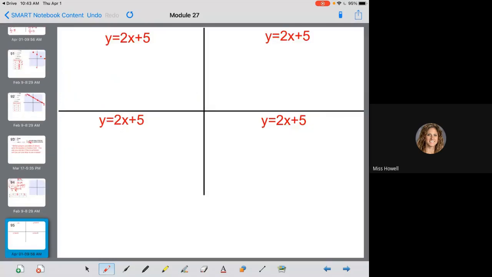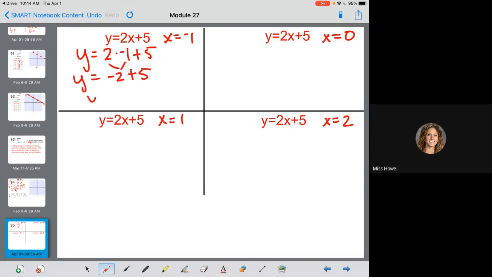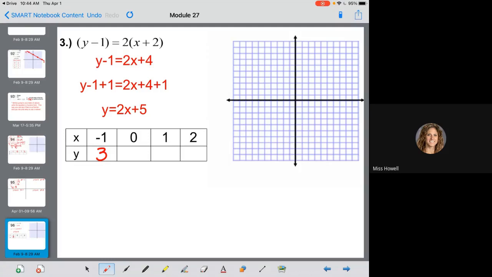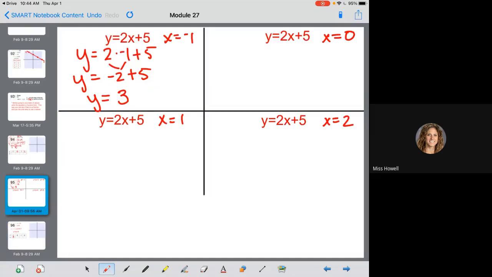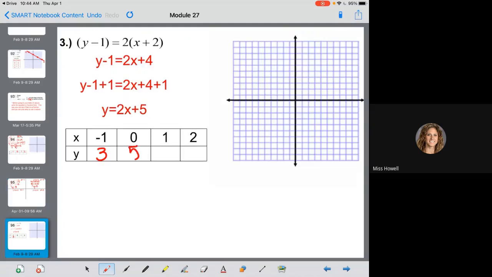All right, let's go. We're going -1, 0, 1 and 2 to get some solutions on our line. So y equals 2 times -1 plus 5, multiply, then add, following PEMDAS. So y equals a positive 3 here. So (-1, 3) is a place on our line. Now when x is 0, that will give us what's called our y-intercept. 2 times 0 is just 0, so plus 5 will give us a y value of 5. So (0, 5) is the location on our line.